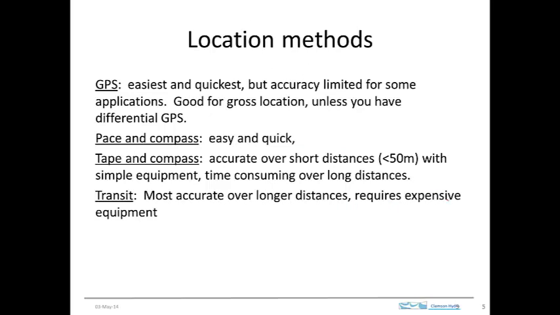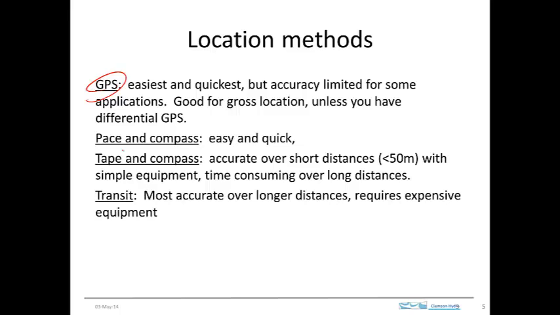So in order to make a map, we need to be able to locate points in space. There are several methods for doing this, and they generally trade off the accuracy that they have with the ease or the amount of work that's required to measure the locations. The GPS, this is certainly the easiest method. If you have the appropriate equipment, all you need to do is press a button and the equipment will tell you the location of a point in space.